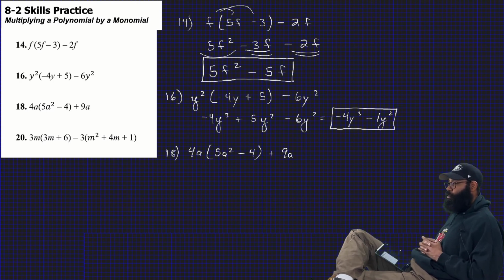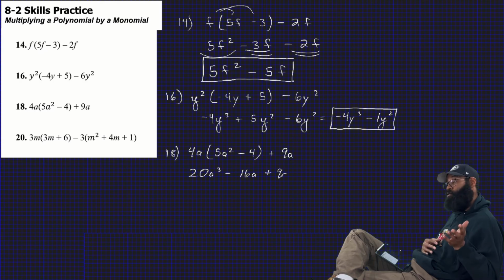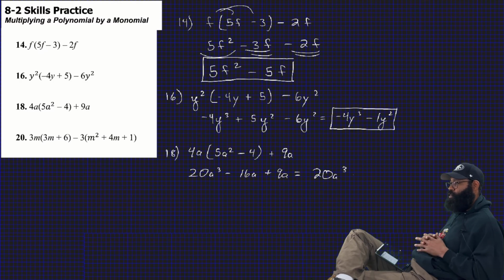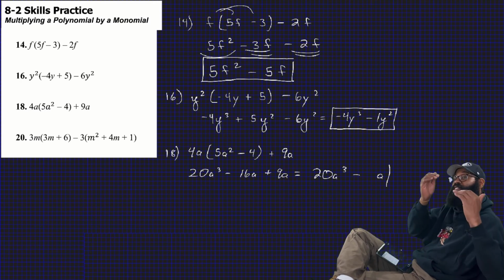What's coming down? That would be the question I asked. What's not going to change? Good, good. The 9a does not change. But 4 times 5 gives you the 20. A times a squared, a to the third. 4 times 4 is 16, so negative 16 because it was a negative 4. And this is what I mean by the 9a did not change. It just came down.